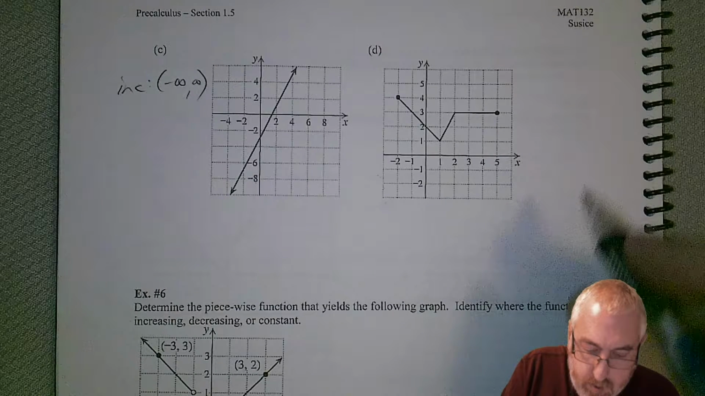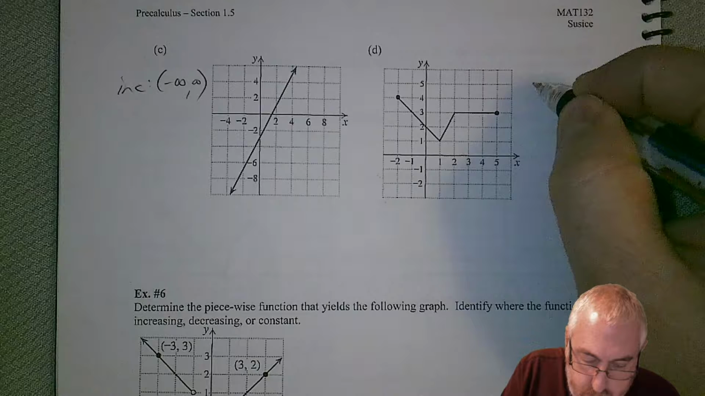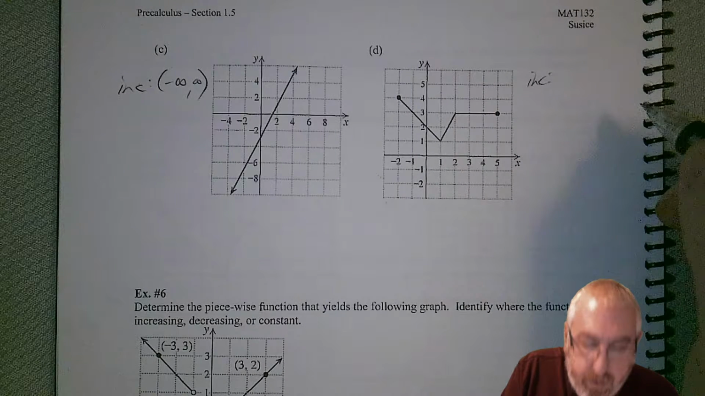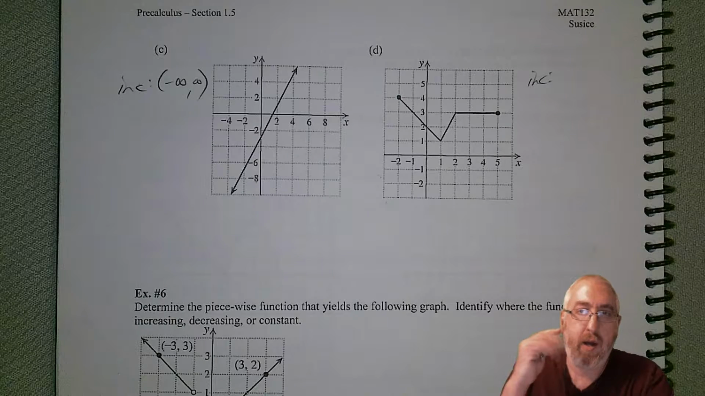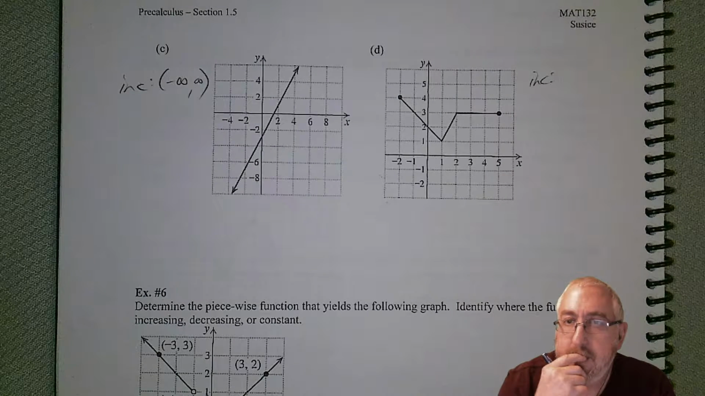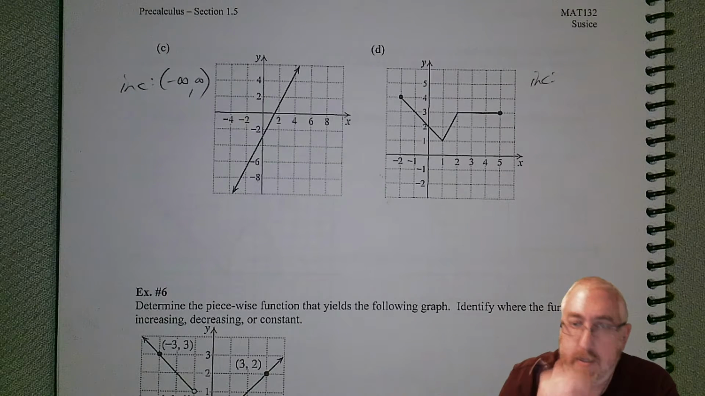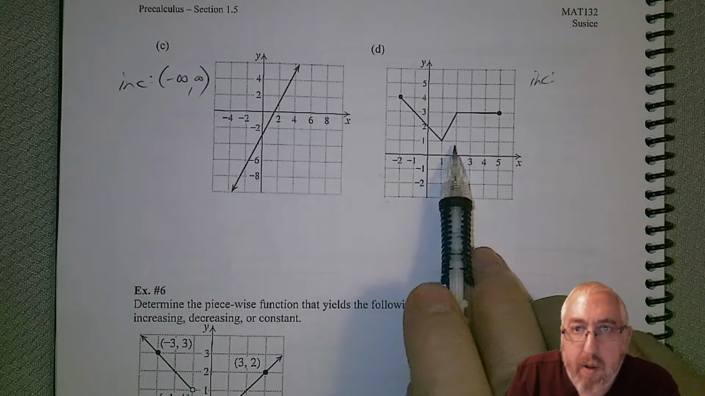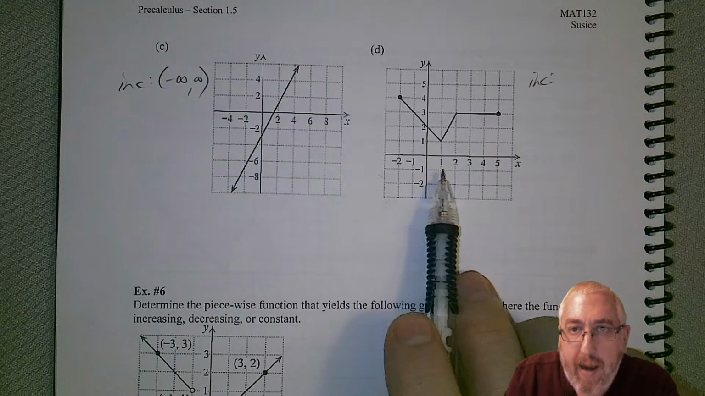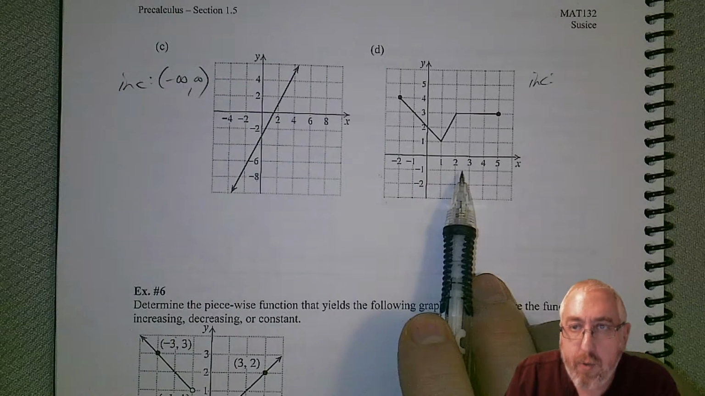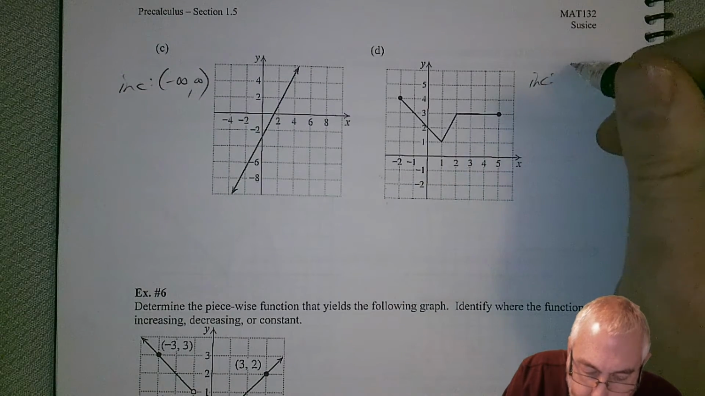So what would be the interval for increasing on this one? So you can kind of see right in the middle, it's going uphill as we go from left to right. So the x values are 1 to 2. And again, don't include those.